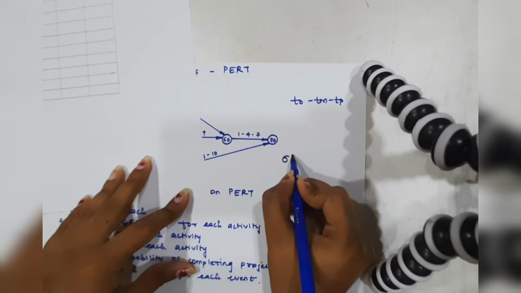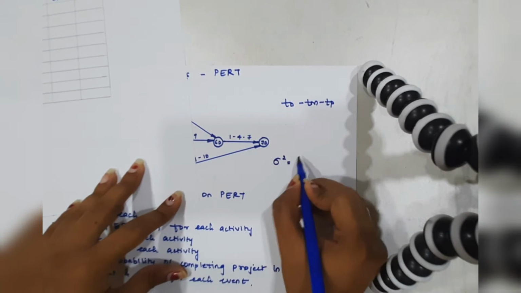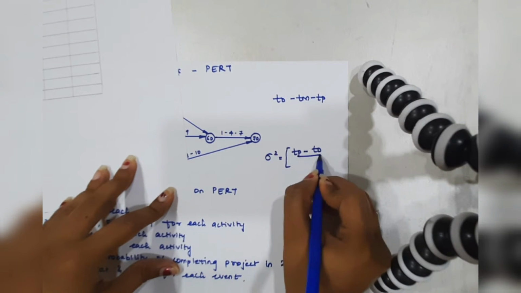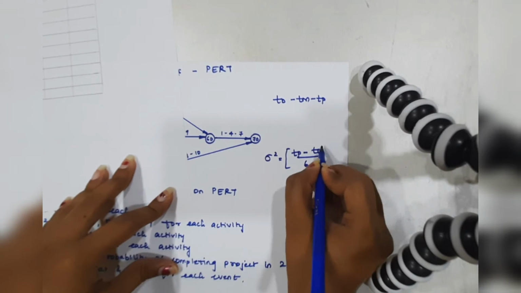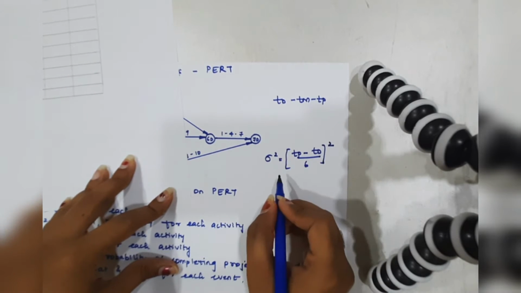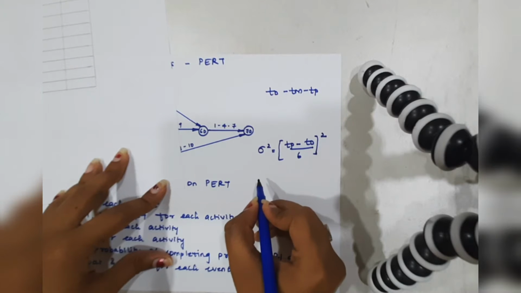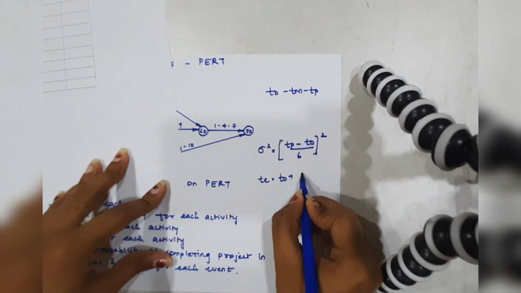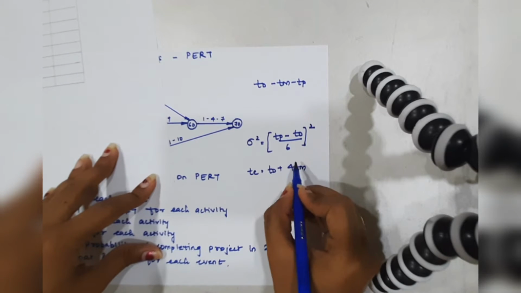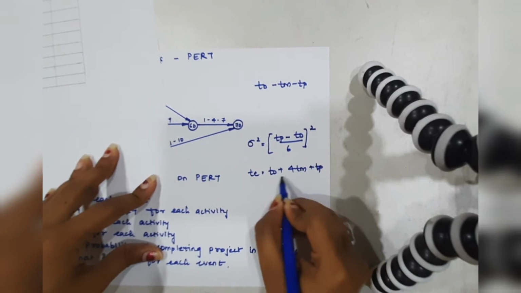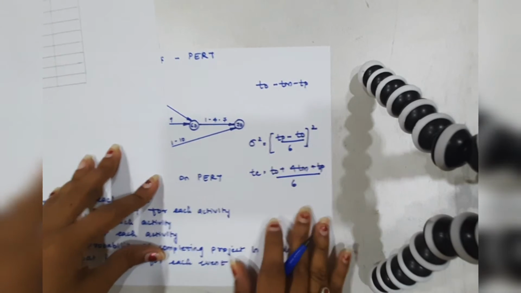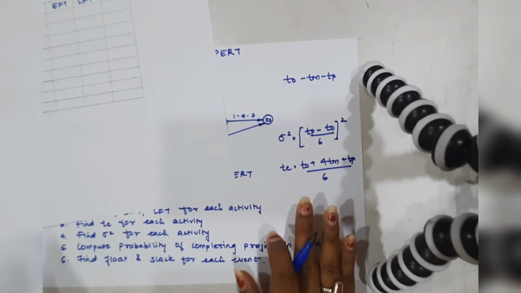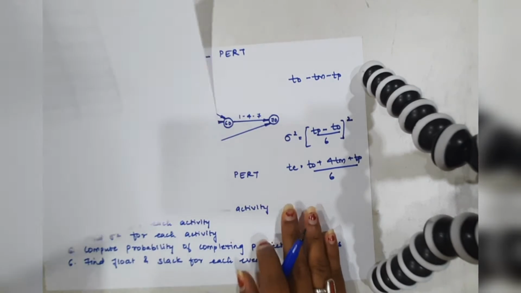So sigma square is given by (TP minus TO upon 6) the whole square. And in case of TE, it would be nothing but (TO plus 4 times TM plus TP) upon 6. So we need to memorize these formulas first for calculating TE and sigma square.